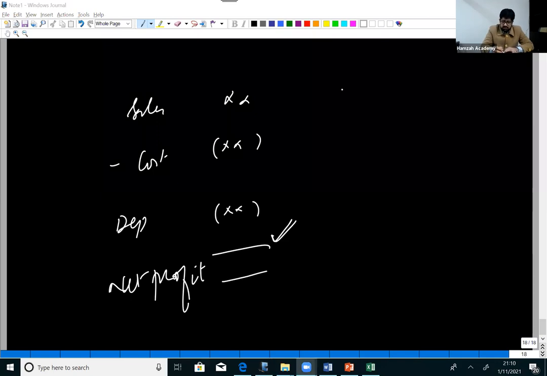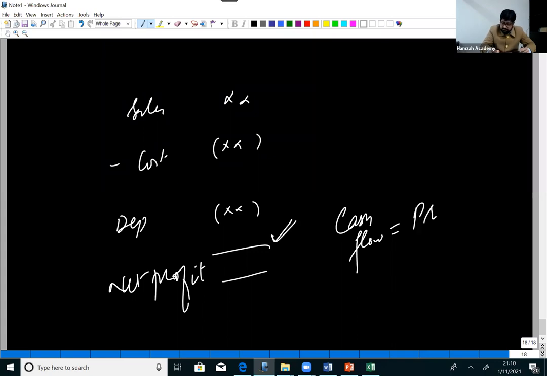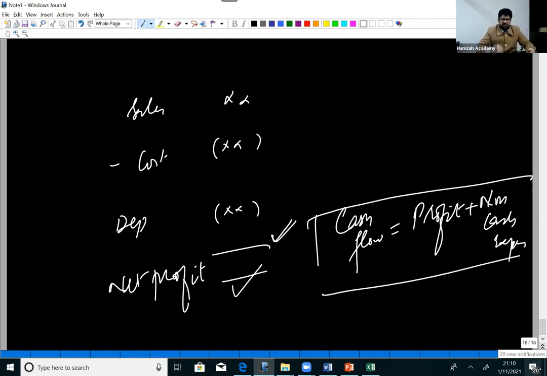So what is cash flow? Cash flow is equal to profit plus non-cash expense. What has been deducted already is added back. Add back that. Is it clear? Tell me, please.